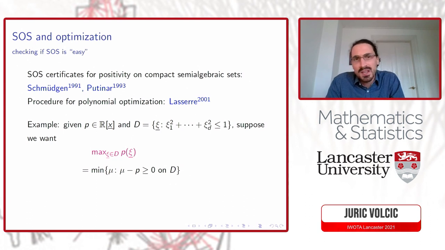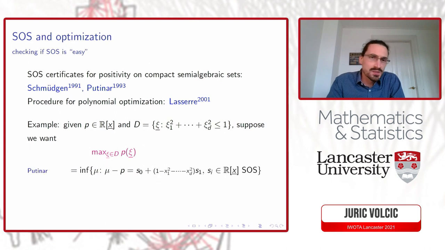Now, I didn't exactly state Putinar's result, but it is crucial to say that mu minus p is positive. Because I was looking for the smallest mu, that's the same as looking for the smallest mu such that mu minus p can be written as a sum of squares plus (1 minus x1 squared minus so on minus xd squared) times s1, where s1 is again a sum of squares. So think of it like that.